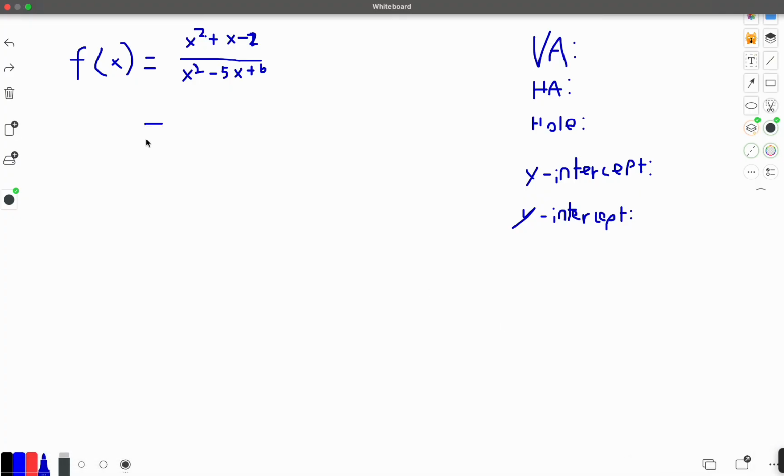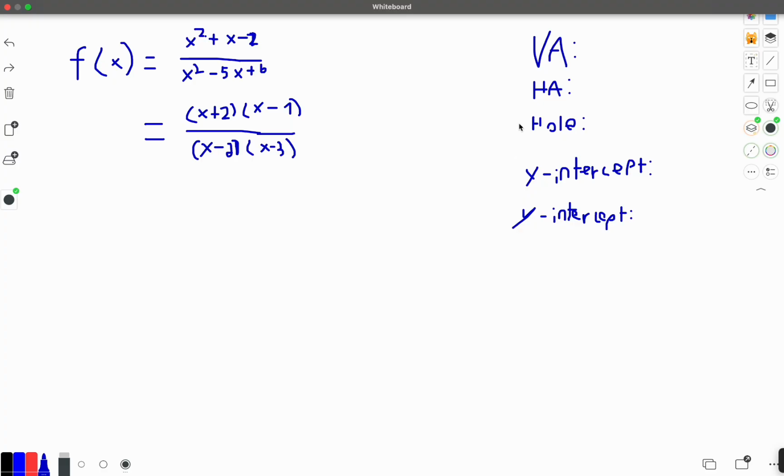Okay, we're back. So let's start factoring our numerator and denominator. Now, x squared plus x minus 2 factors to x plus 2 times x minus 1. And our denominator of x squared minus 5x plus 6 factors to x minus 2 and x minus 3. Okay, so now we see nothing can cancel out, right?